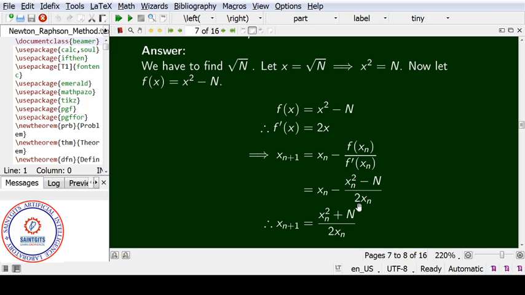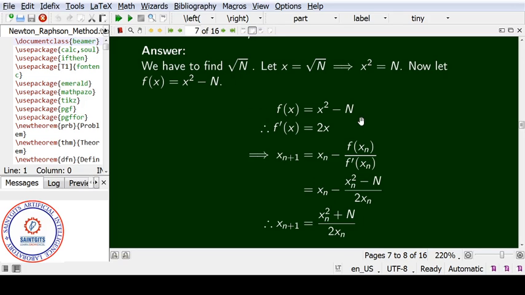As in the previous problem, we cross multiply this expression and simplify. 2xn into xn, 2xn square, minus xn square, that is plus xn square. Minus into this minus gives plus. So (xn square plus n) divided by 2xn. So xn plus 1 is equal to (xn square plus n) by 2xn. This gives an iterative formula to calculate the square root of n.